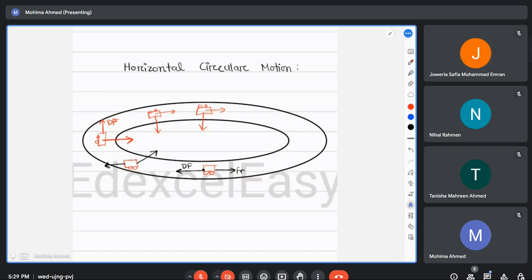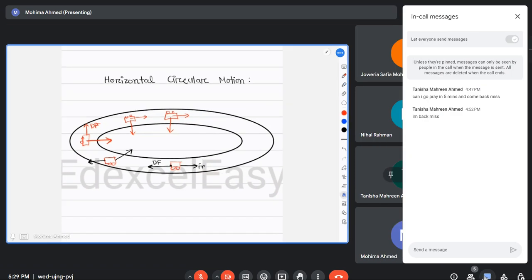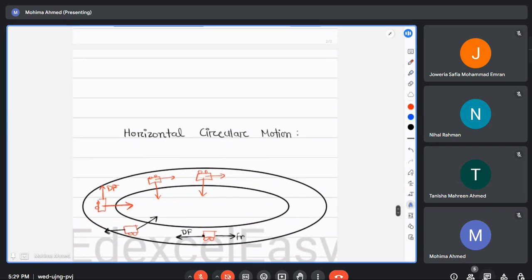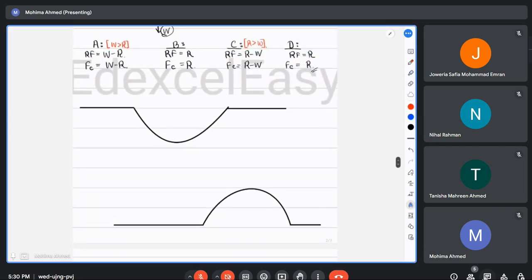Okay, for Tanisha and Nihal, any questions? No, ma'am. Okay. Then we'll move on to these diagrams again.